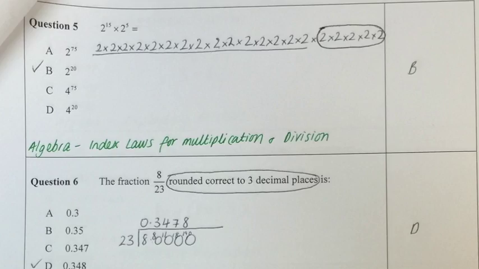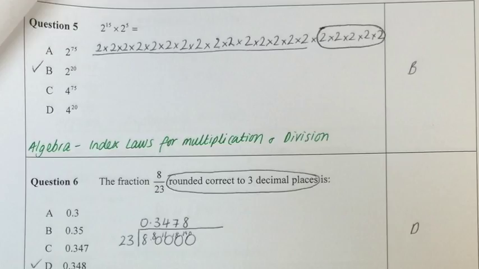Question 5, 2 to the 15 times 2 to the 5 equals. So remembering from our index notation shortcuts, we can add notations together. So that's 2 to the power of 15 times 2 to the power of 5. We simply add 15 and 5, so it equals 2 to the power of 20.